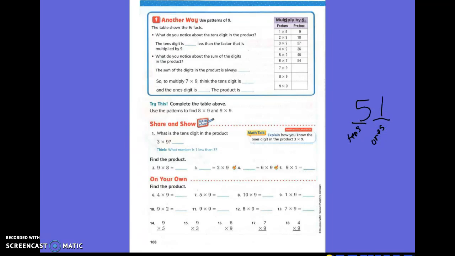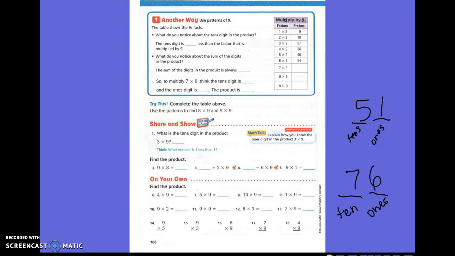If I had the number 76, 7 is the tens place. 6 is the ones. Okay? Understand? That's place value. You should know your place values. So look at all the answers over here in the products box. Look at all the tens places. What do you notice about the tens places?